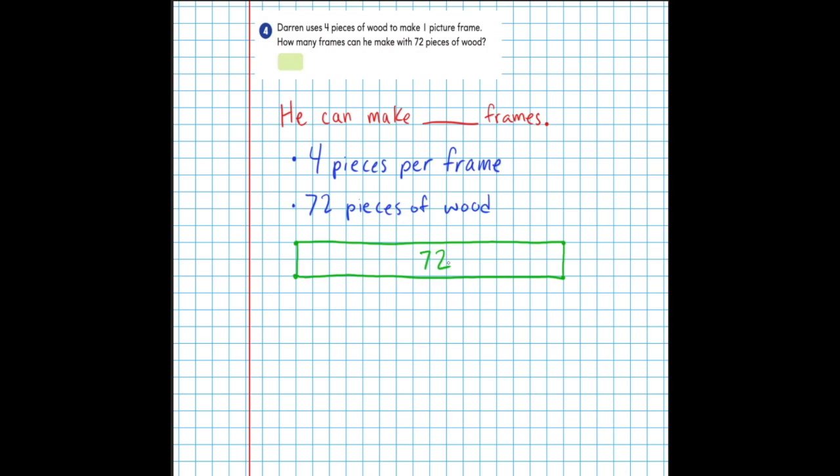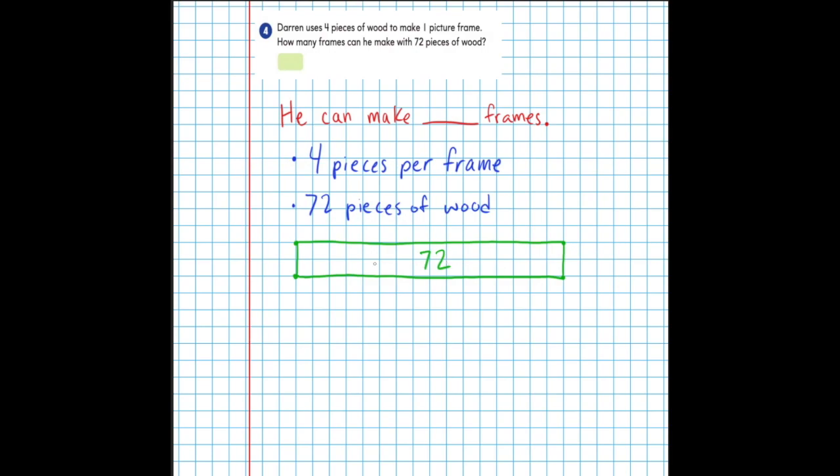And now I need to figure out how many frames we can make with 72 pieces of wood. Well, I'm not familiar with 72 being in a fact family with 4, so I'm going to do something. I'm going to use 10. I'm going to start with 10 pieces because I know something about 10 and 4. I know 10 times 4 is 40. And so I'm going to use that to get myself started in solving this problem.